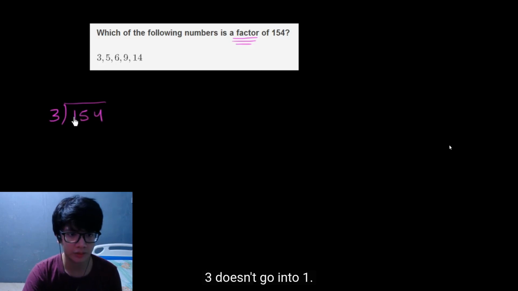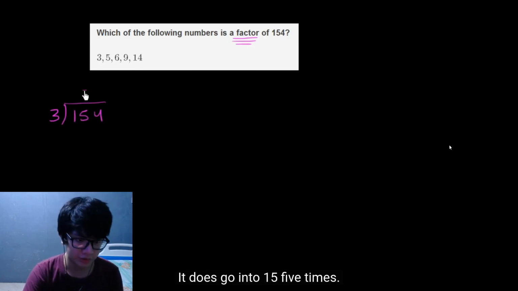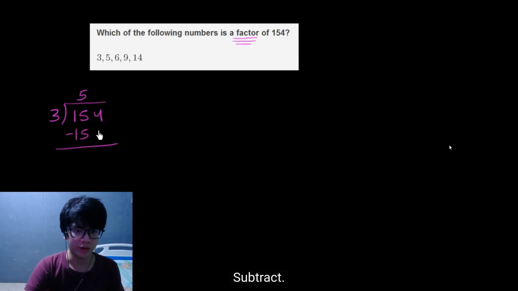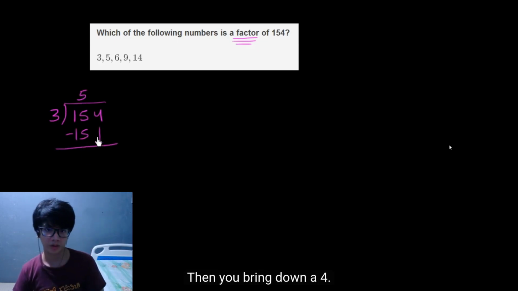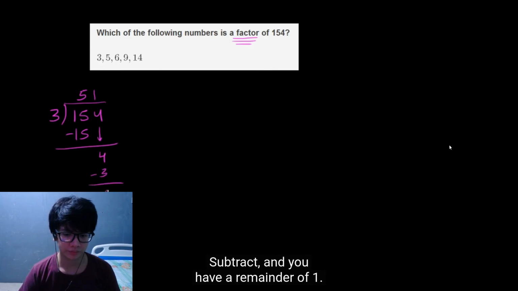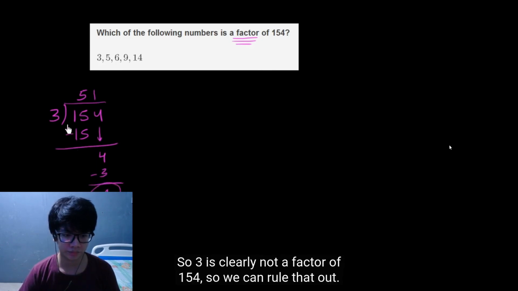154. 3 doesn't go into 1. It does go into 15 5 times. 5 times 3 is 15. Subtract. Then we have 0. Then you bring down a 4. 3 goes into 4 one time. 1 times 3 is 3. Subtract, and you have a remainder of 1. So 3 is clearly not a factor of 154. So we can rule that out.